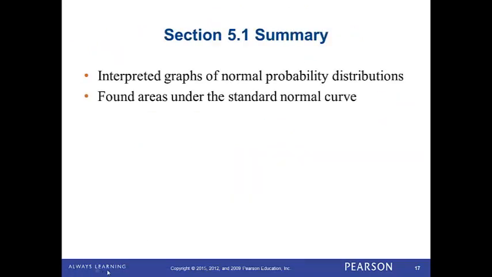Alright, so here's a summary of what we covered. We interpreted graphs of normal distributions. We've learned a few properties about the normal distribution along with the standard normal distribution, and then we found the areas and the probabilities under the standard normal curve. If you have any questions about 5.1, please email me and I'll gladly help you.